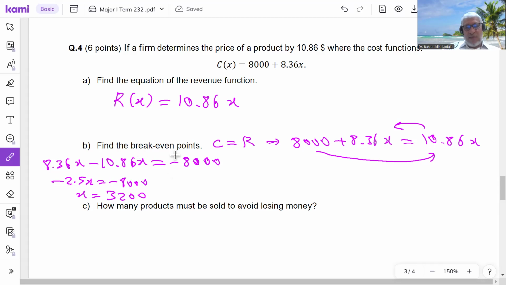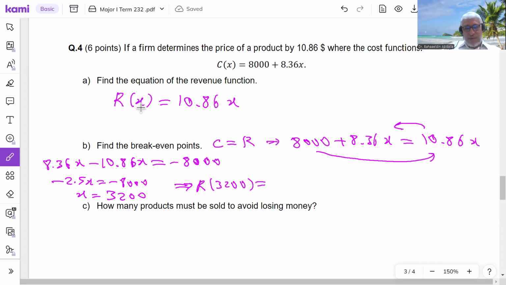That's the x of the break-even point. So let us find the value of y. Well, y you can find it either from C(x) or from the revenue function because they are equal. So if you replace x by 3,200 in the revenue or in the cost, you should get the same answer. And this will help you to make sure that your answer is correct.